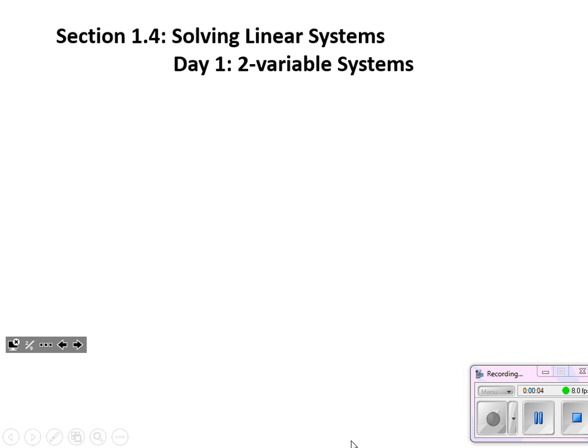Welcome to Algebra 2. Today we've got section 1.4, day 1. Section 1.4 is all about solving systems of linear equations, and today we're going to start off, hopefully this is a review section from Algebra 1, how to solve two-variable systems.